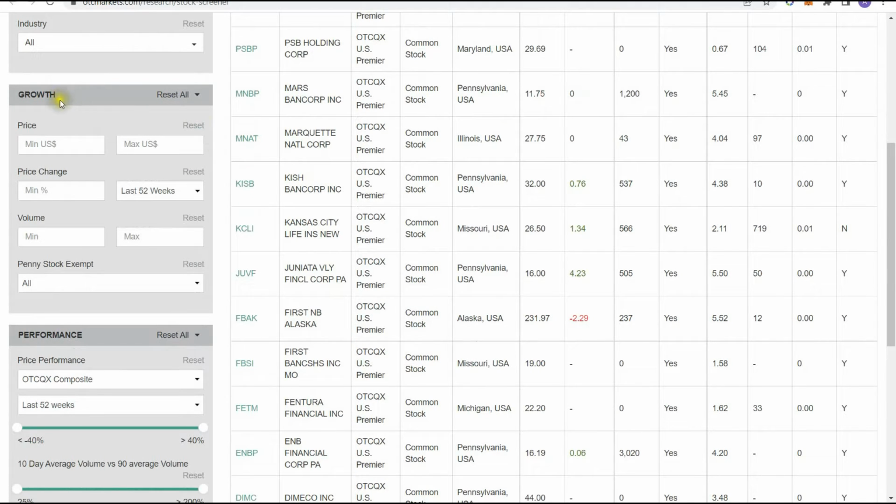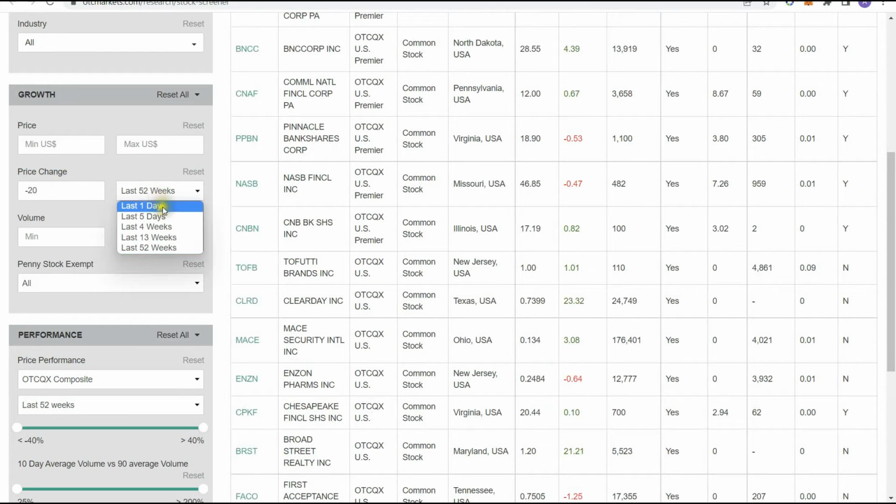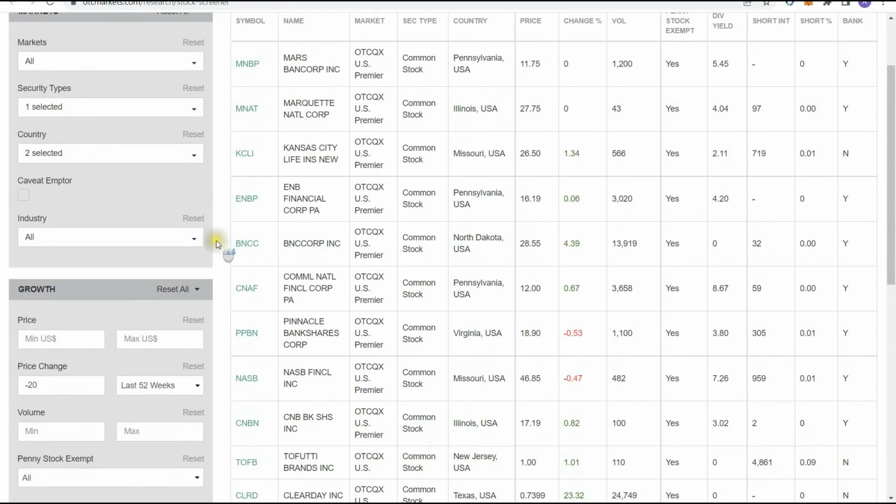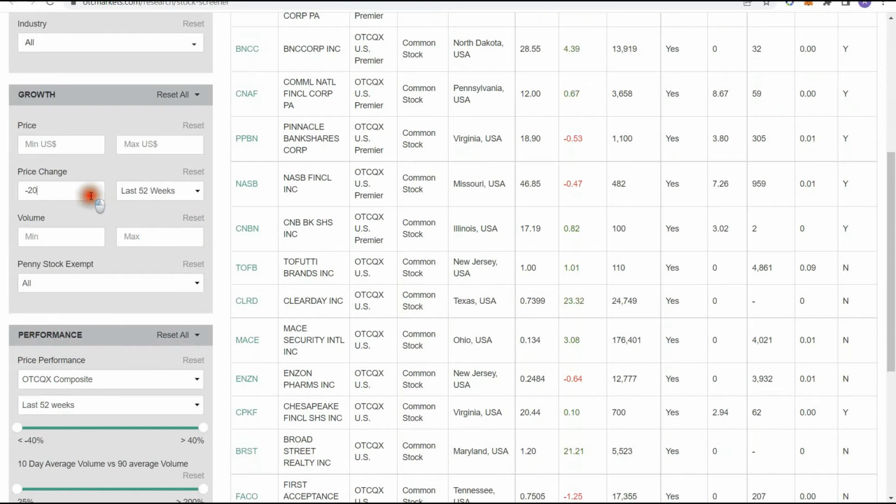Now, the next thing that they have here is growth metrics. So you have the stock price, you have price change. One thing that you can do here is screen based on price change. So if you only want stocks that are down, let's say 20% within the last 52 weeks, last day, last 4 weeks, last 13 weeks, whatever, then you can do that. So that way you can screen for stocks that are beaten down.